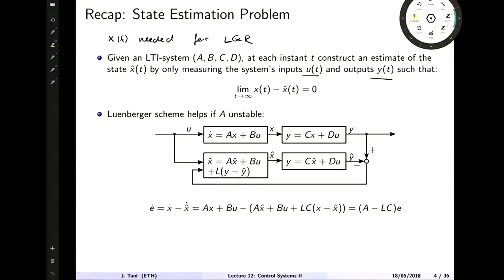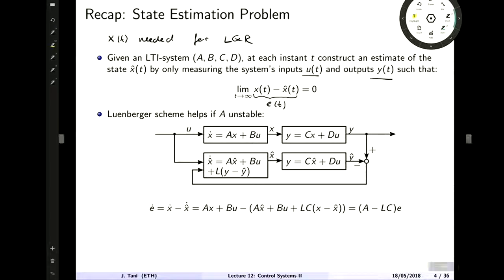Is there a question? No. Okay, and what we try to achieve is that the limit of this term, which is exactly e of t, the error, should converge to 0. So as time goes on, our tracking error goes to 0, which means that x hat is x.